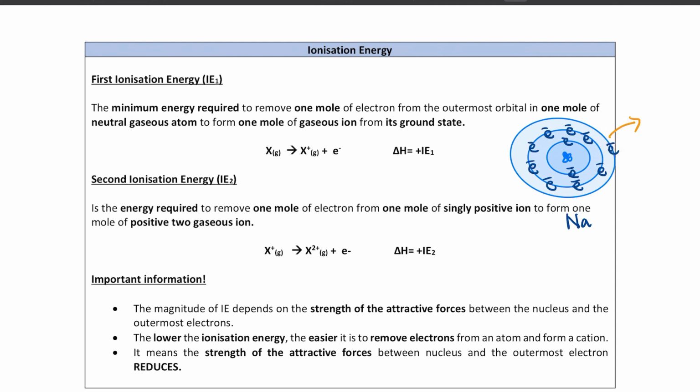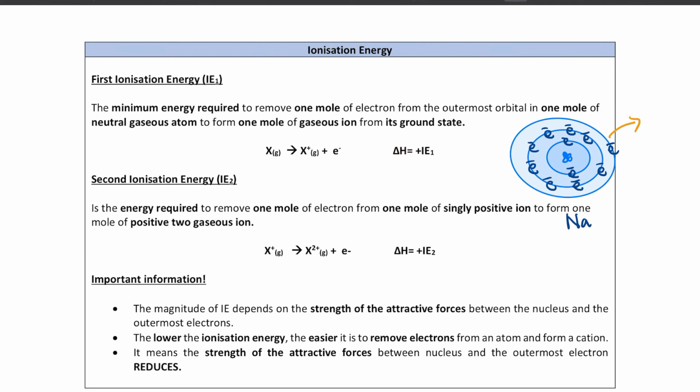Okay, and then since kita remove 1 mole of electron from the neutral gaseous atom, the phase must be gas. That means we are going to form 1 mole of gaseous ion lah. So kita akan dapat ion yang bercharge positif. So inilah elektron yang kita keluarkan. And the delta H here is positive because kita perlukan energy. If we need energy, the enthalpy change will be positive.